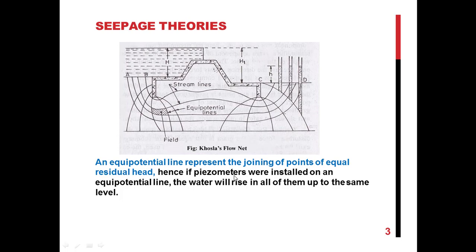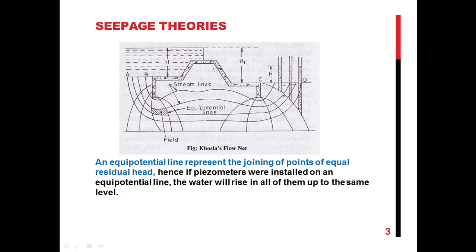Hence, if piezometers were installed on an equipotential line, the water will rise in all of them to the same level. As an equipotential line represents the joining of points of equal residual head, if piezometers were installed on this equipotential line, the water will rise up to the same level in all of the piezometers.